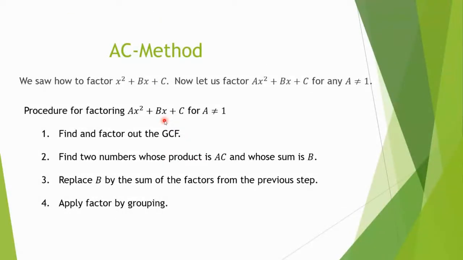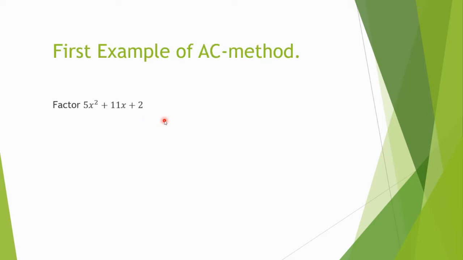I pressed the key too fast. When we do some examples, it should make more sense. So let's do some examples. Here's our first one. And again, notice there's 3 terms. It's a trinomial. The degree is 2. The leading coefficient is not 1. It's 5. So let's try this method and see what happens.